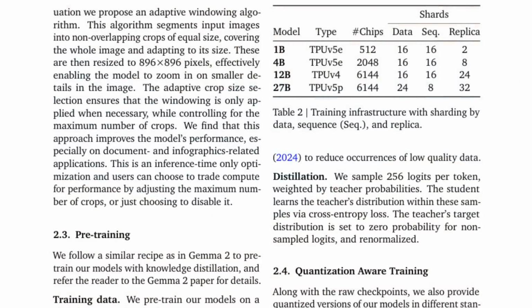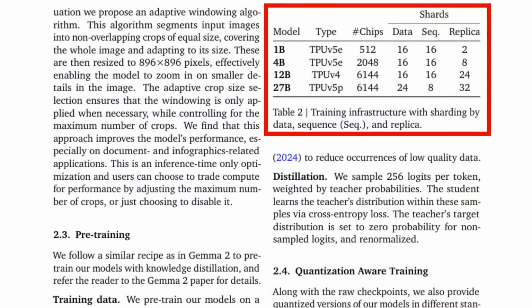The models themselves have been trained on both TPU v4s and v5s, which is kind of interesting. So they're not trained on the latest TPUs. You could imagine that perhaps those TPUs are being used for the next round of Gemini models as we speak.